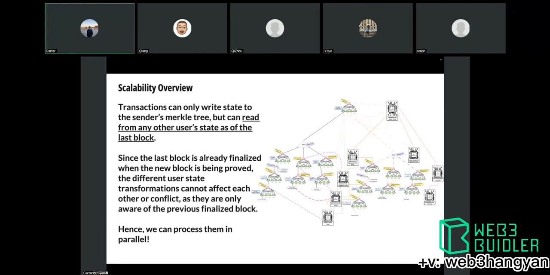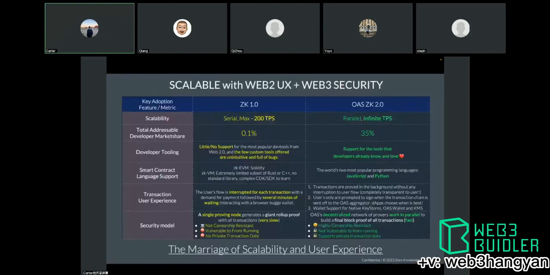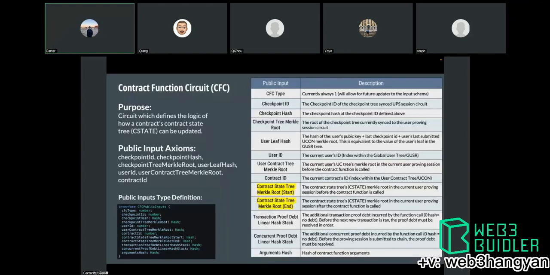Sorry, could you repeat again? We want to parallelize the work being done by the network. So these updates to the user contract tree and set contract state tree are done locally, right? So these are done essentially using a serial process of this. Let me show you.